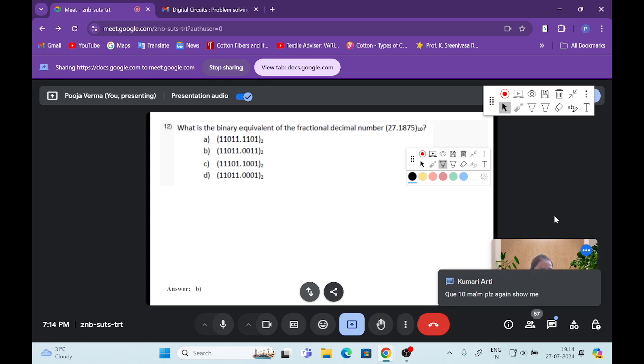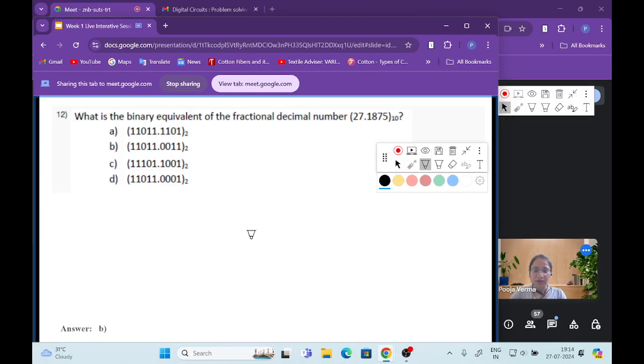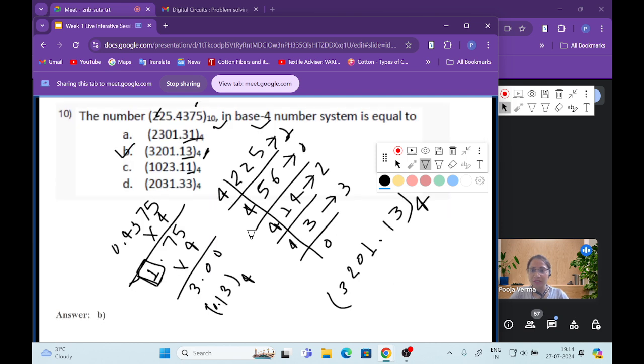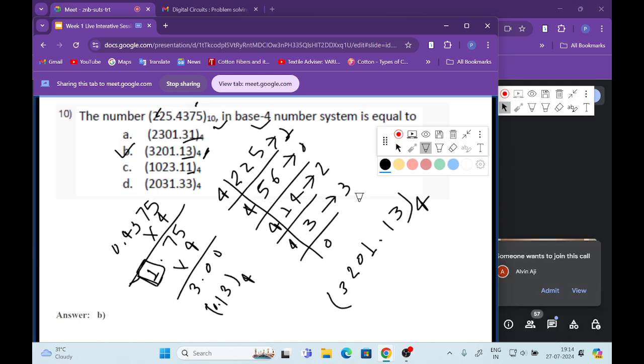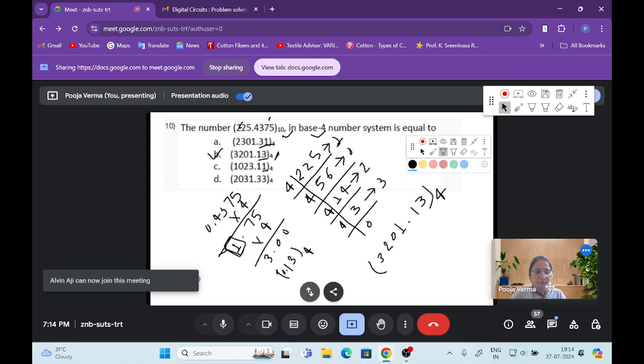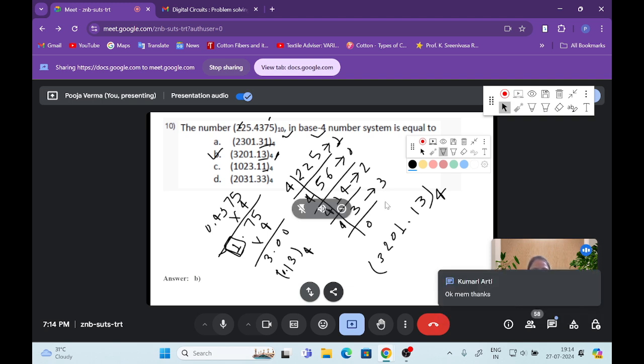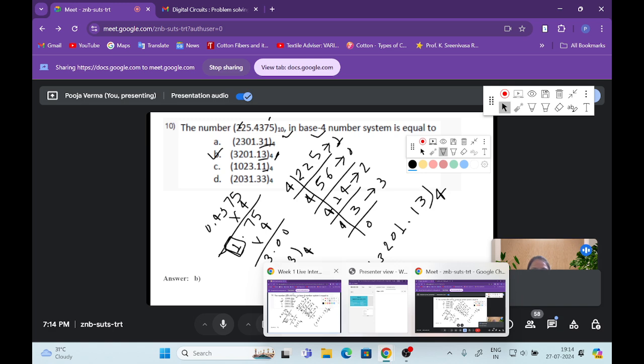Okay, I will show it. I am showing question 10 and then repeating 11. First, the answer of question number 10: the correct option is B. Here a decimal number is given, and we have to convert it into base 4. I already told you that for the integer part we divide, and for the fractional part we multiply. So option B is the correct answer.